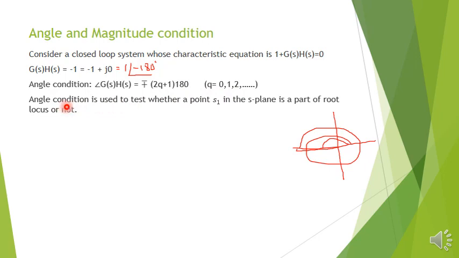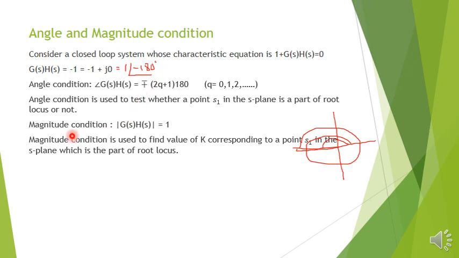So this angle condition is used to test whether a point S1 in the S-plane, any point in the S-plane, whether it is the part of the root locus or not. If it gives odd multiple of 180 degree, then it is the part of the root locus.